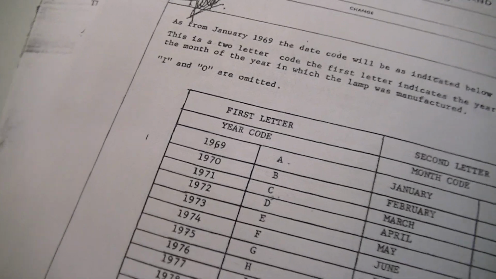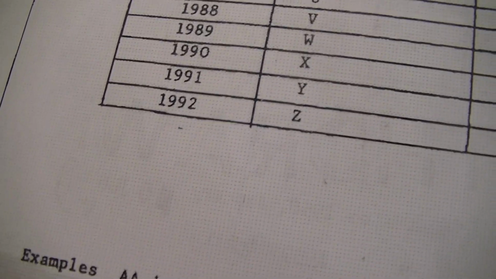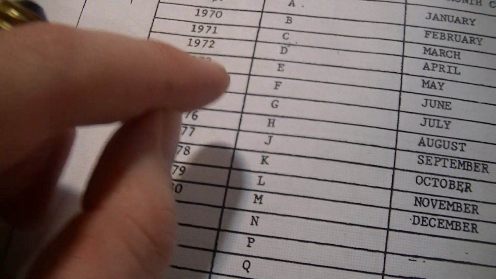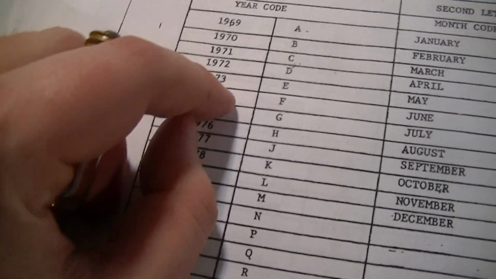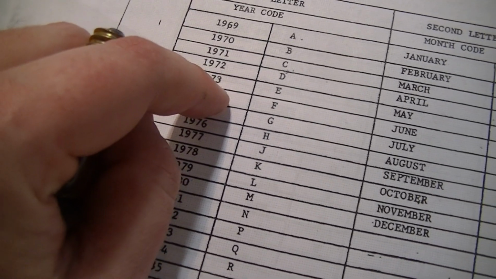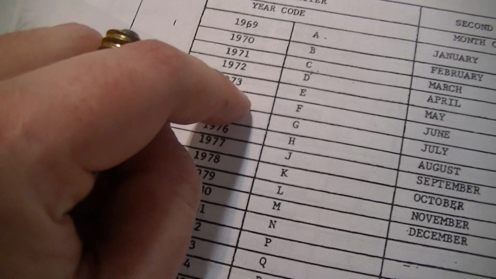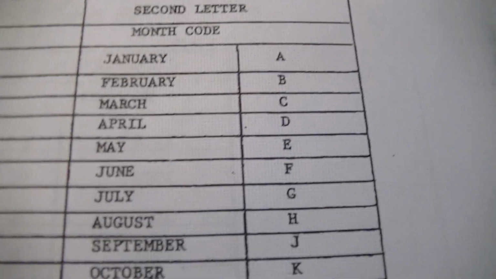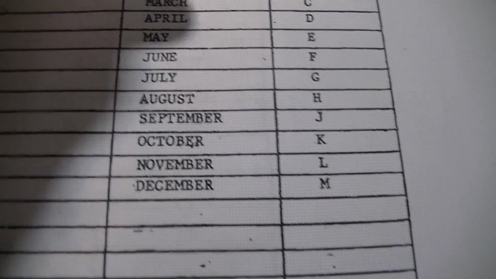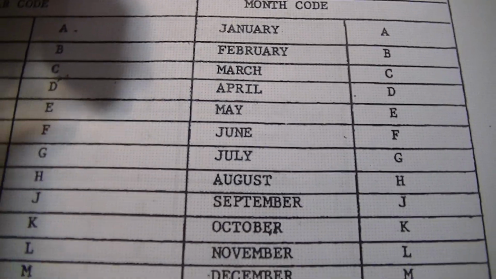and then starting over in 1969 with A, all the way to Z for 1992. Now this skips I and O because of the similarity to the numerals 1 and 0, by the way. O is a letter, 0 is a number. Don't use O to refer to the number. And the second letter, just like the Phillips date code system, A through M skipping I, because, again, similarity of the letter I to the numeral 1, for January to December.